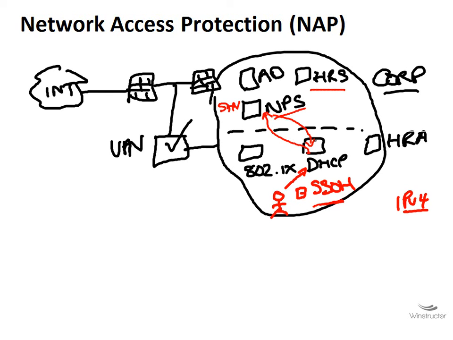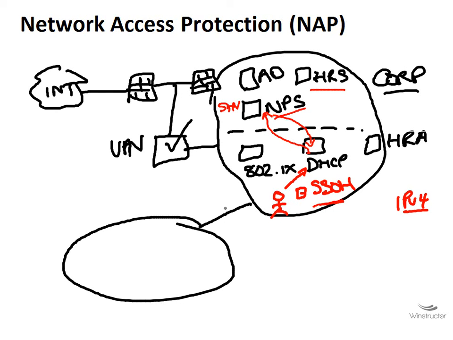Now, if Jordan's PC fails the health check, let's say he doesn't have antivirus installed, then the DHCP server is going to tell Jordan's PC, hey, you don't have antivirus on your computer, therefore you fail our health check, so I'm going to give you this IP address and I'm going to send you off over here to a restricted network.